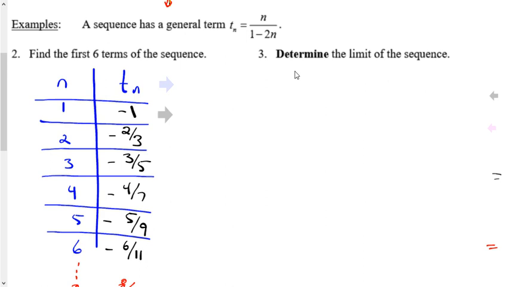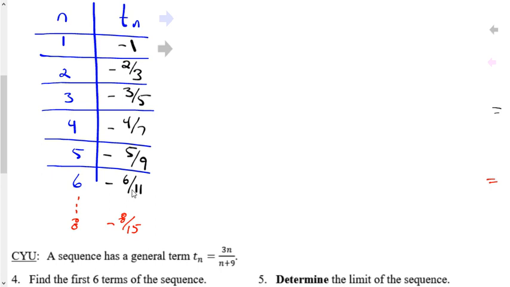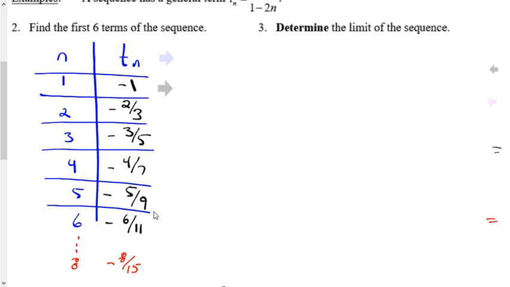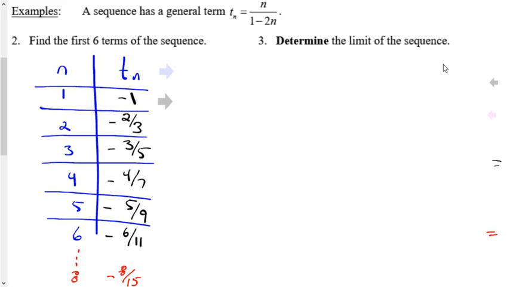Here in number 3, we're asked to determine the limit of the sequence. In other words, what is it going to get closer and closer to? Here I've suggested it's probably negative 1/2. So let's look at how we could do this algebraically instead of just crunching through a table like that. I would do the limit as n approaches infinity. So the limit of the sequence, we're assuming it's an infinite sequence, so it's going to go on and on forever. And here's our general term.